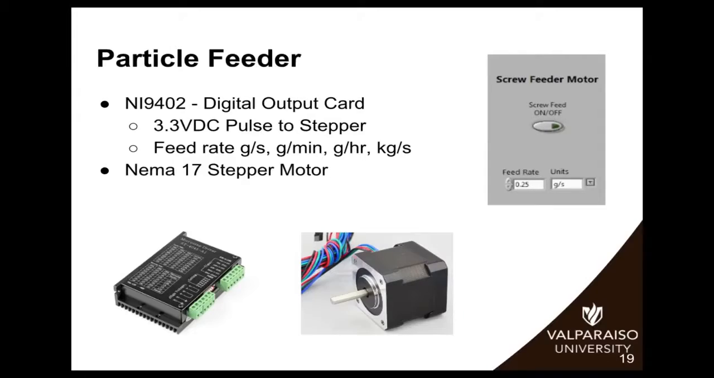Then for our particle feeder, we're using the NI 9402 digital output card. This sends a 3.3 volt DC signal to our stepper motor, and the user can specify the feed rate, and then they can also select what unit they want. They can select grams per second, grams per minute, grams per hour, and kilograms per second.